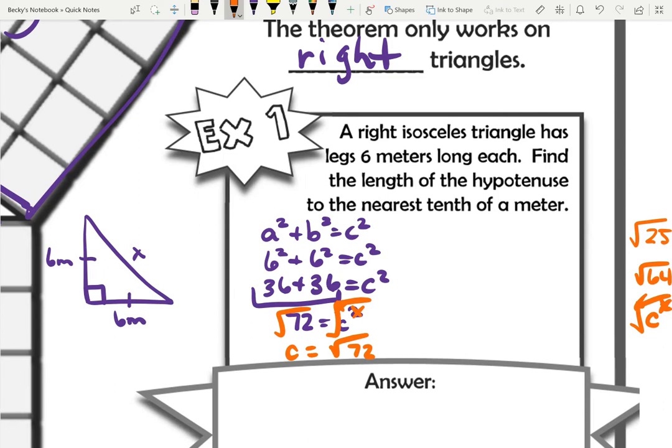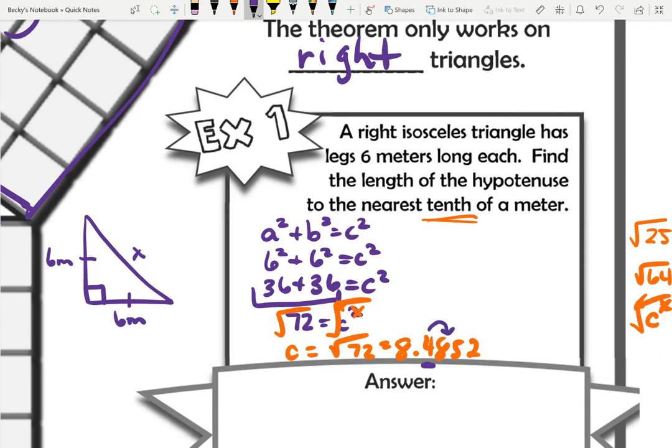Now we read here in the directions, it says to the nearest tenth. Depending on what calculator you use, it will either reduce the square root and put it in simplified radical form, or it'll put it in decimal form. And right now, the directions say decimal form. So let's grab a calculator and see what your calculator says. And let's see if we all can get the same answer. So when I type it in my calculator, I get 8.4852 on and on.